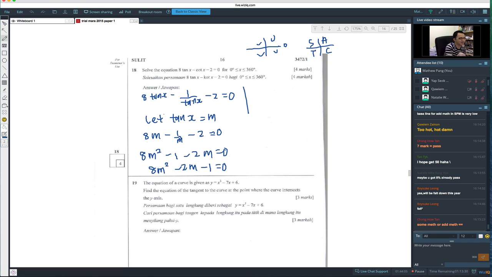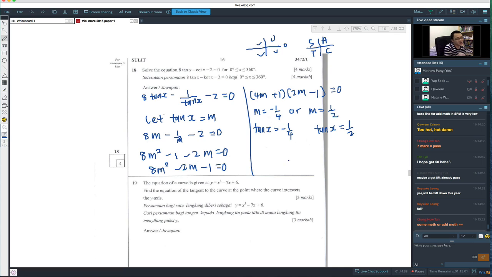Yeah, I think you can factorize it. This is 4m and 2m equals to 0. For 1, I can only put 1 and 1. I will get negative, so this is negative, this is positive. So basically, m will equal negative 1 over 4, or m will equal 1 over 2. And now what is my m? My m is tangent x. So tangent x equals negative 1 over 4, or tangent x equals 1 over 2.